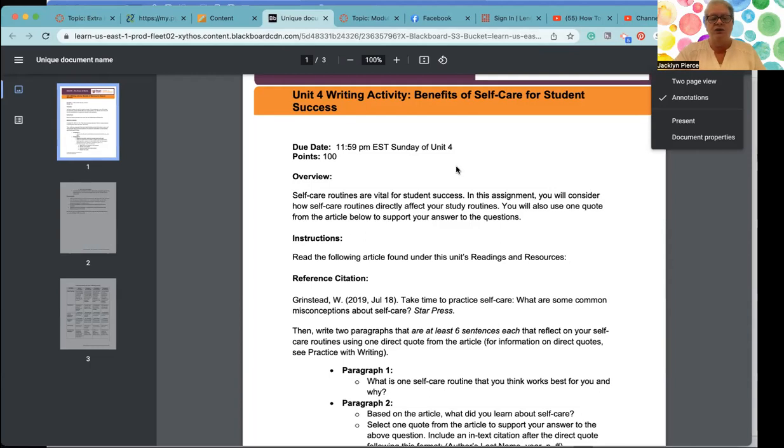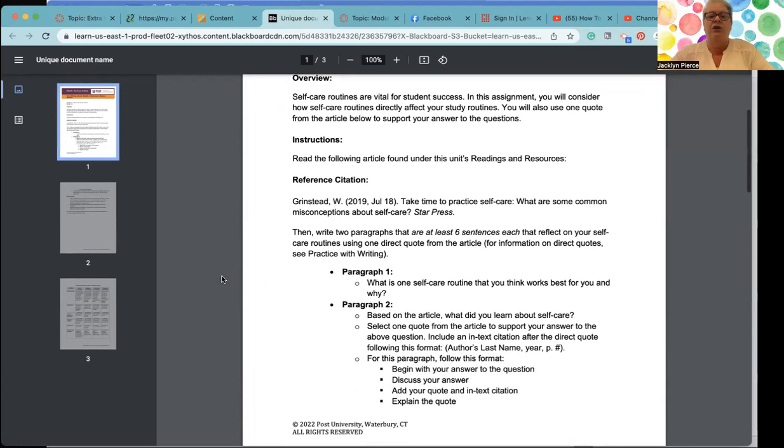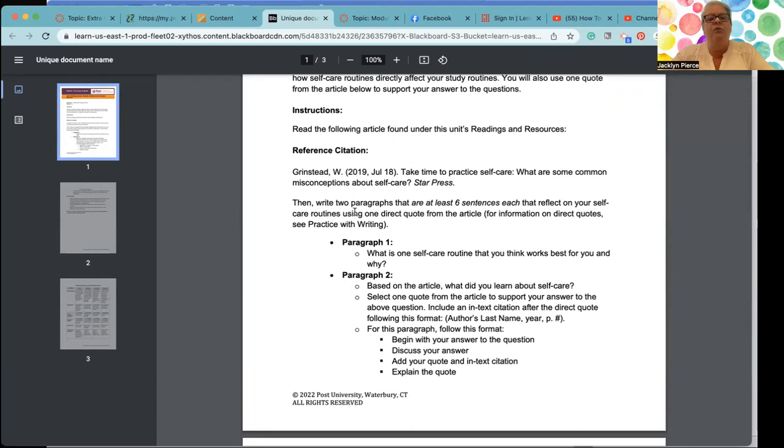Then we have the instructions. Read the following article found under this unit's readings and resources, and that, as I mentioned, is already there for you. And then we have a reference citation. This text right here is going to then become your reference. That's why it's called a reference citation. So in an APA document, we're going to have a cover page with all the identifying information. The document itself is going to start on page 2, and then we're going to have a reference.